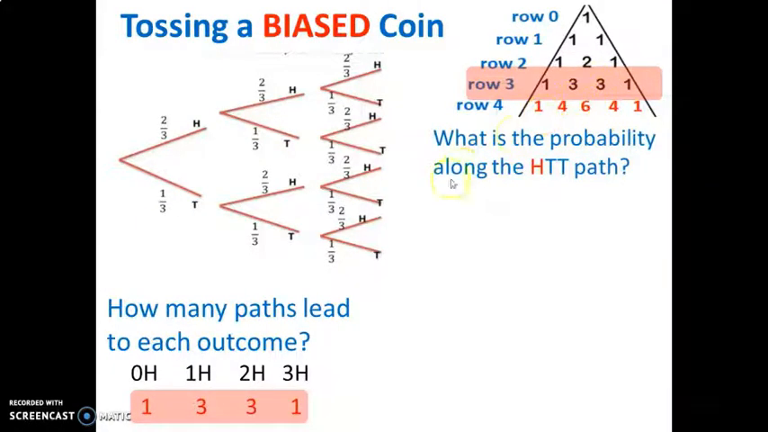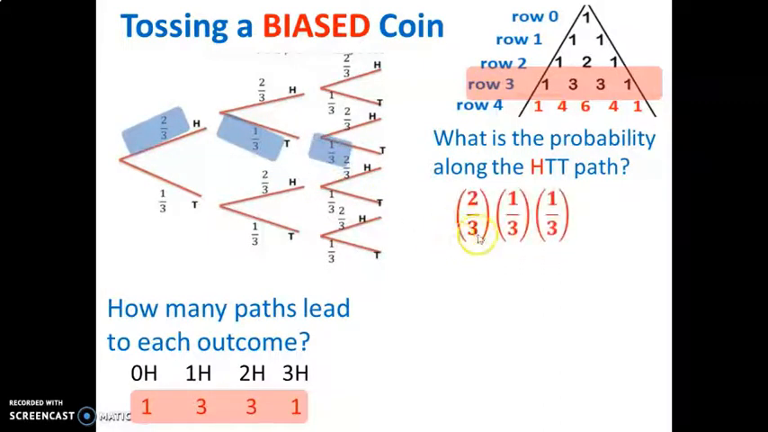So what is the probability along the HTT path, the one where you have a head, a tail, and a tail? So find it now. The probability is found by multiplying the probabilities along the branches. So you multiply 2/3 times 1/3 times 1/3 to get 2/27.